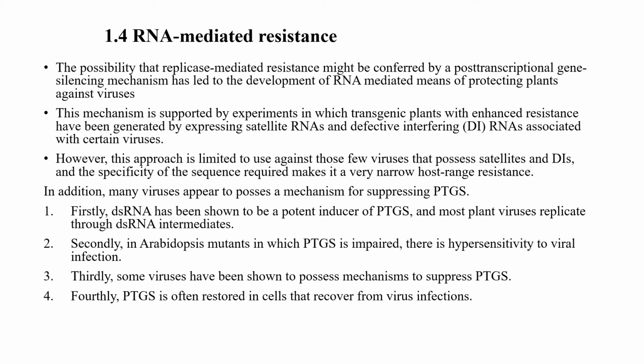In addition, many viruses appear to possess a mechanism that suppresses PTGS. Finally, double-stranded RNA is potent in inducing PTGS, and most plant viruses replicate through double-stranded RNA intermediates. Secondly, in Arabidopsis mutants in which PTGS is impaired, there is hypersensitivity to viral infection. Thirdly, some viruses have been shown to possess mechanisms to suppress PTGS. Fourthly, PTGS was often lost in the cells that recovered from some viral infections.